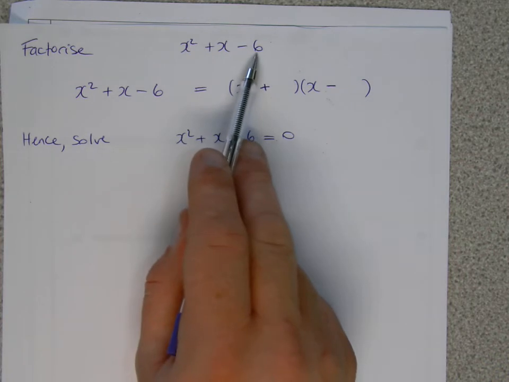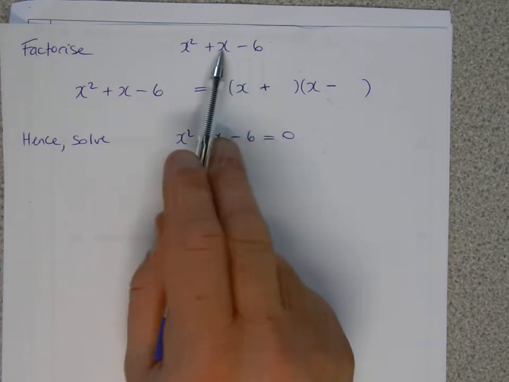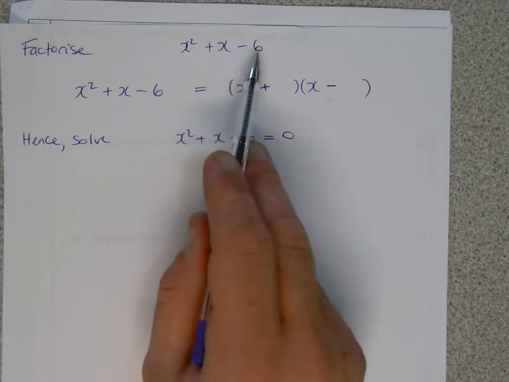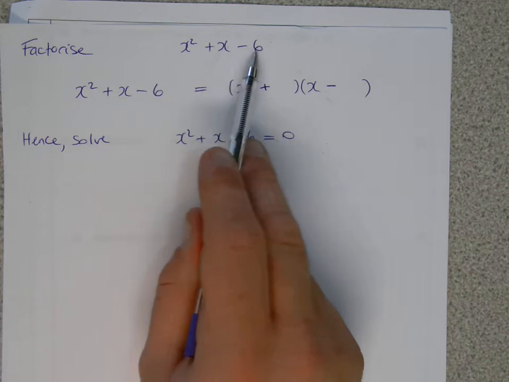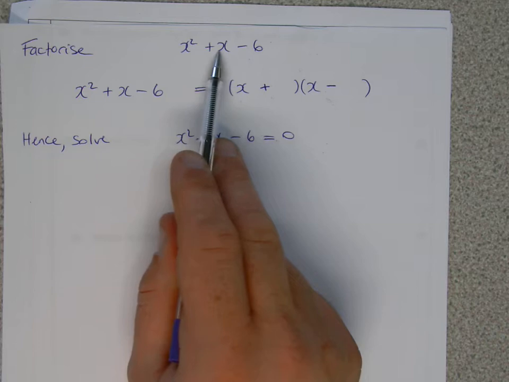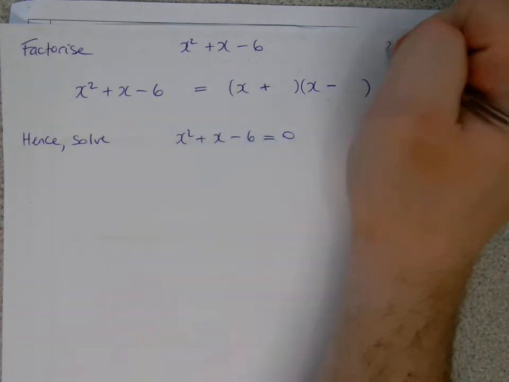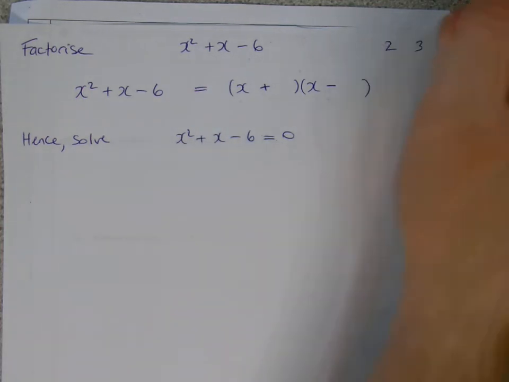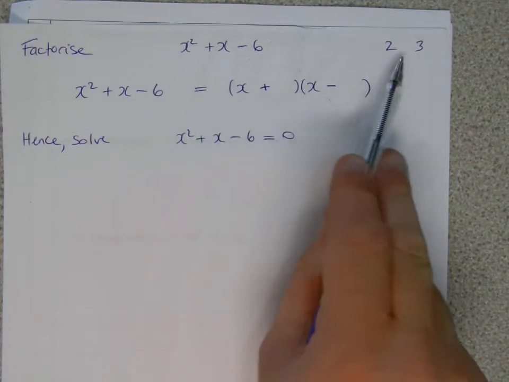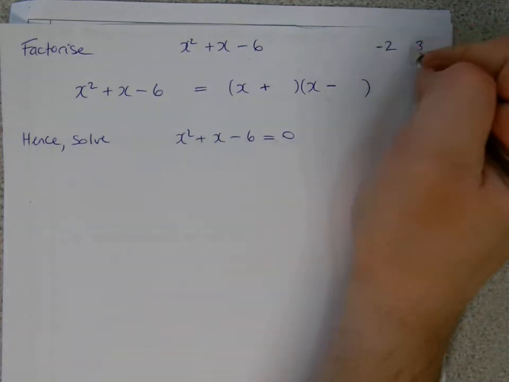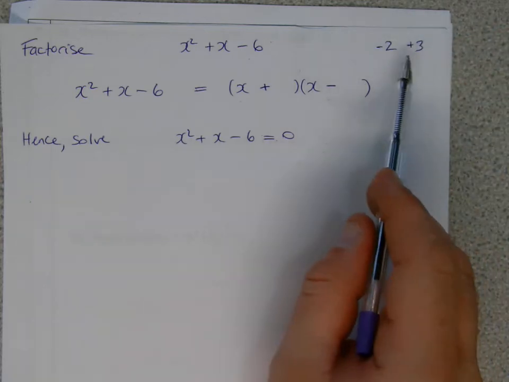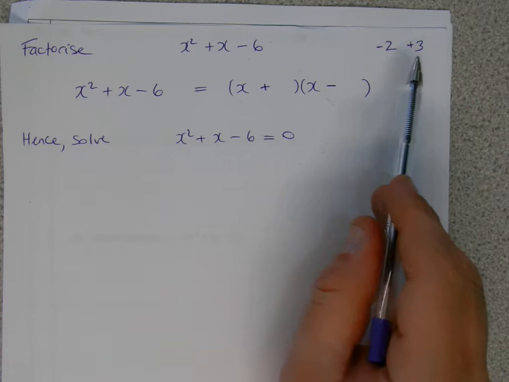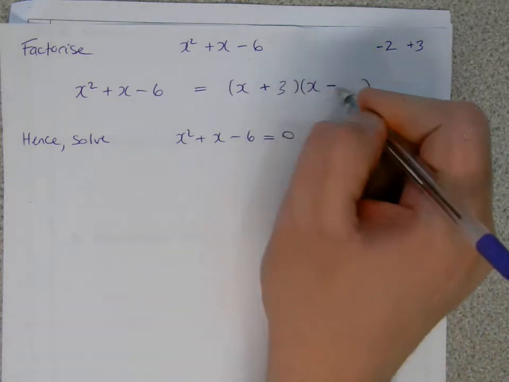Now what could they be? They could be 6 and 1. 6 and 1 could get you 6. But can we get that to add up to give 1 in front of the x? Of course we can't. The other option is 2 and 3. When you multiply 2 and 3, you get 6, and then you can get it to add up to give 1. Now we want it to add up to give positive 1, so we need to think where the negative is going to go. The negative will go in front of the 2, positive in front of the 3. So they multiply to give minus 6, but they add up to give positive 1. So positive 3 and minus 2.